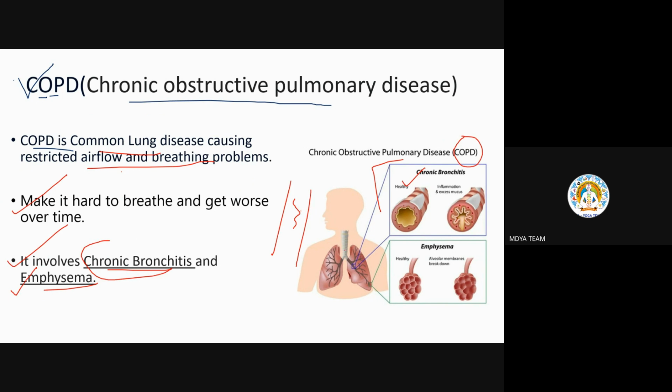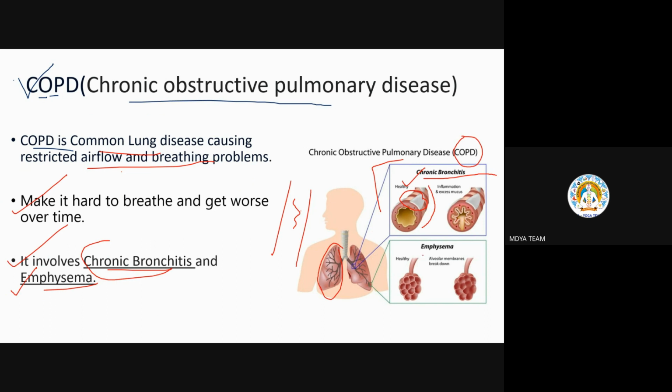If in the lungs, the problem is in the region of the bronchial tubes, this condition is called chronic bronchitis. This is something which is related to chronic bronchitis.